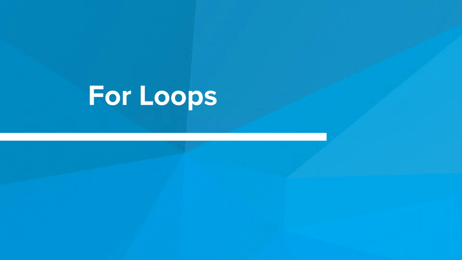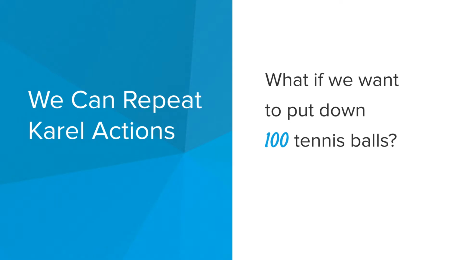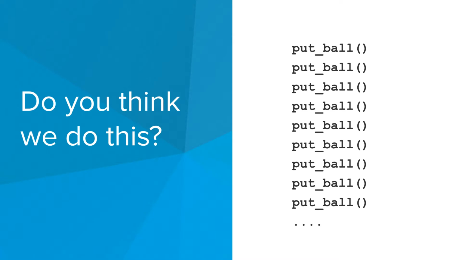Hi, in this video we're going to look at for loops in Karel. So let's say you're getting really excited with all the new Karel commands that you've learned and you want to do something crazy. You want to put down 100 tennis balls. So how would you do that? You think we would do something like this: put ball, put ball, put ball, put ball, and keep going 100 times, but probably wouldn't want to do that.